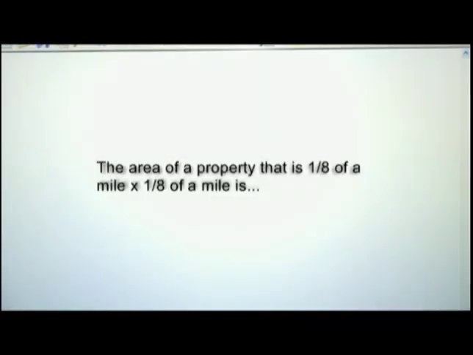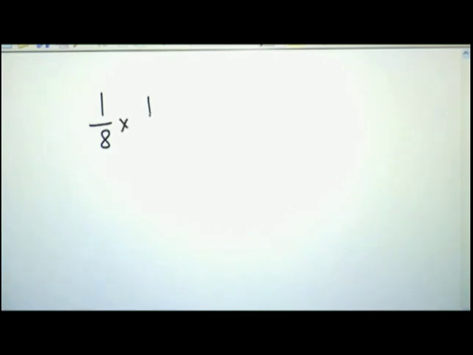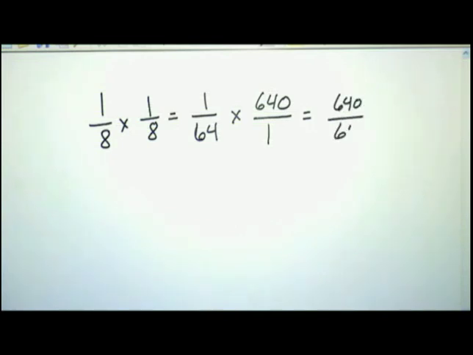The area of a property that is 1/8 of a mile by 1/8 of a mile is. All my answers are in acres. There's no less than 4 different ways to do this problem, depending on which way you prefer. I'm going to use fractions. If the property is 1/8 of a mile by 1/8 of a mile, and I multiply those two dimensions, I get 1/64. Now since my answers are in acres, I also have to think that 1 square mile is worth 640 acres. So I can multiply this times that figure. However, I need to know how to write 640 as a fraction, and that would be 640 over 1. So 1/64 times 640 is 640 over 64, and if I reduce it by 64, I get 10 acres.